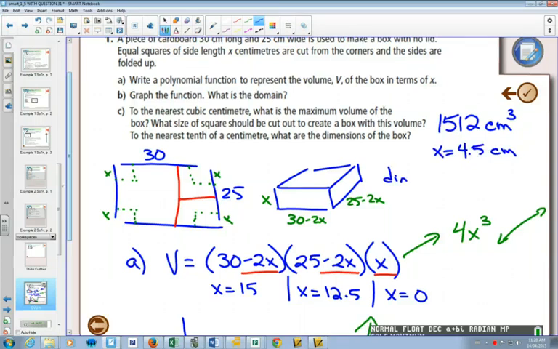And now our dimensions for our box will be 4.5 centimeters by, now we're going to be subtracting 9 off of each of these, so by 21 centimeters by 16 centimeters. So that would be the largest box possible to the nearest tenth of a centimeter.